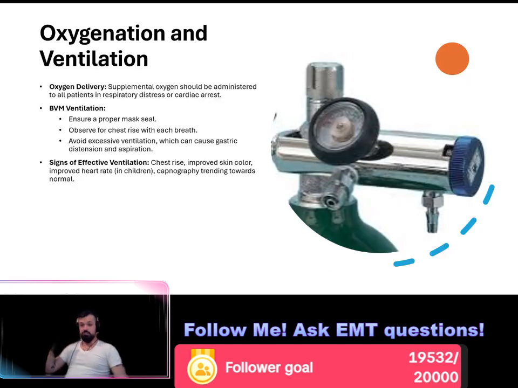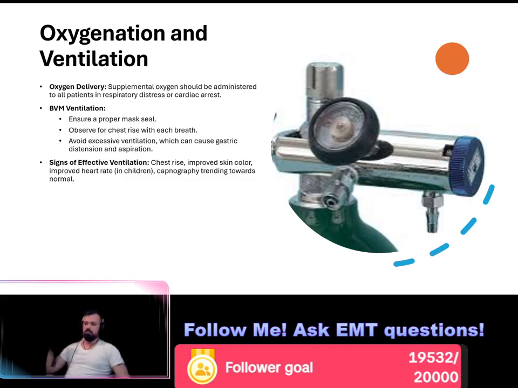Here's the O2 device. You can either have this canister or one hooked up in the ambulance, depends on what your unit has. Make sure you set the proper flow rate. If you're using a BVM, a bag valve mask, you must set it to at least 15 liters per minute for the oxygen flow, which means 15 liters of oxygen will come out of that O2 canister per minute, liters per minute.